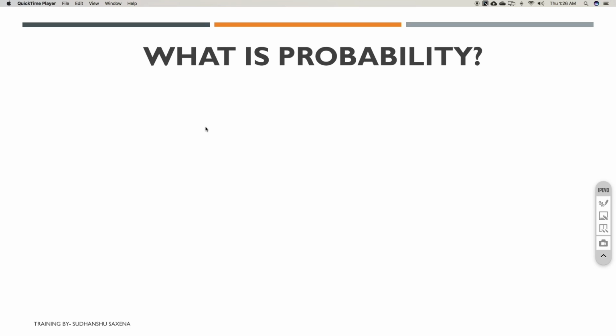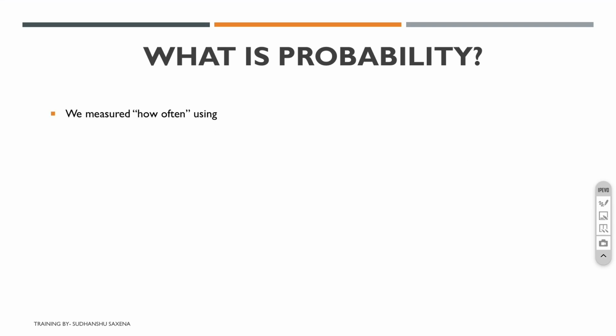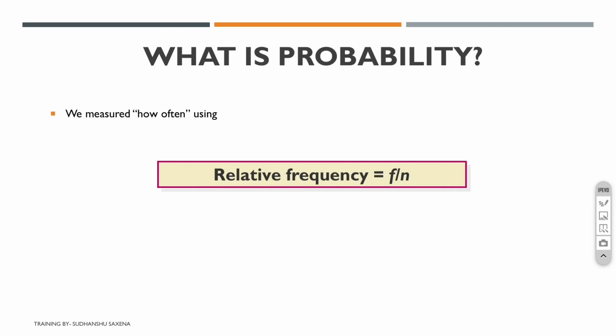So what we want to do is understand what this probability is like. Okay, so let's understand. We just want to measure how often something is happening. Now, how often is a term which needs to be described clearly, but how often can be calculated as relative frequency.